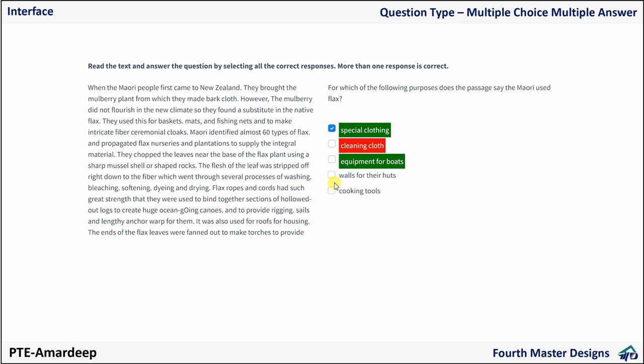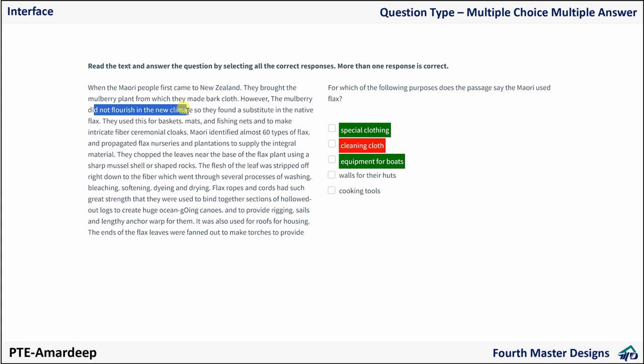Now if you say this is not the right approach, we are learning, we should aim for it. Guys, the thing is, this question will be in the second position or spot. First you will get fill in the blanks. Now if somehow I find it, okay, let me read. For which of the following purposes does the passage say that the Maori used flax? They bought the mulberry plant from which they made bark clothes. However, the mulberry did not flourish in the new climate, and so they found a substitute in the native flax. It did not flourish in the new climate.